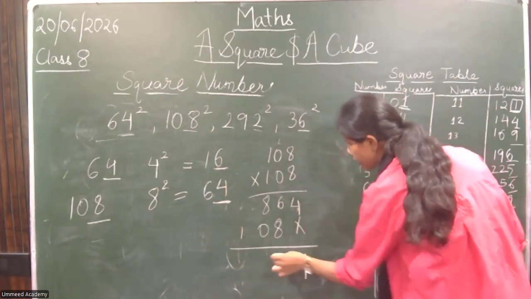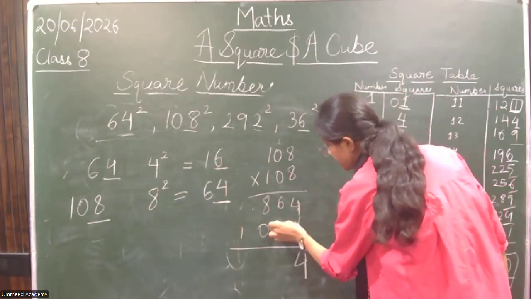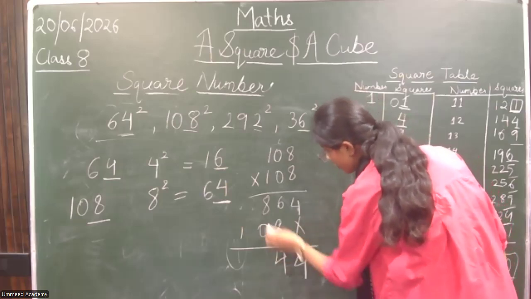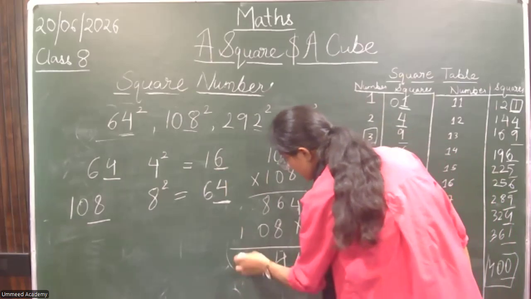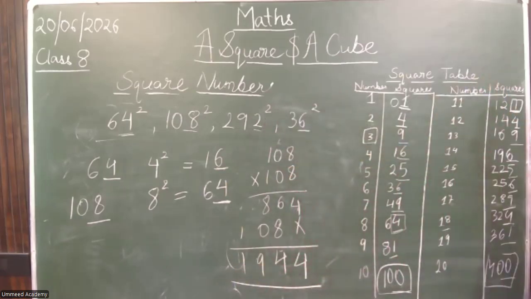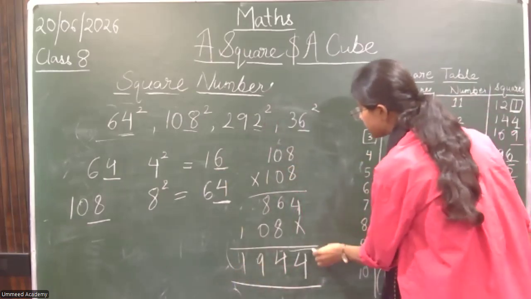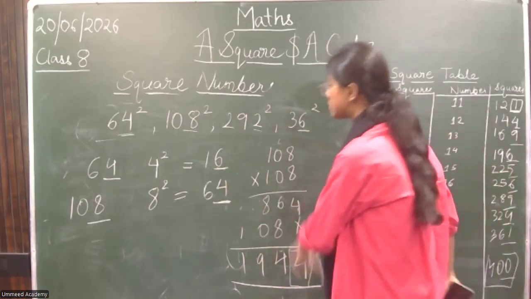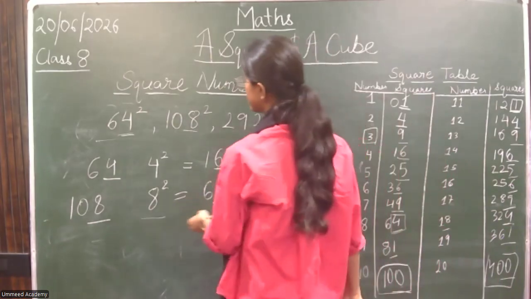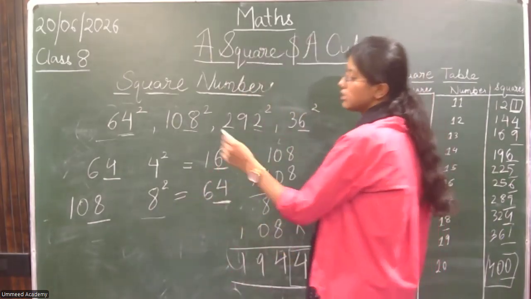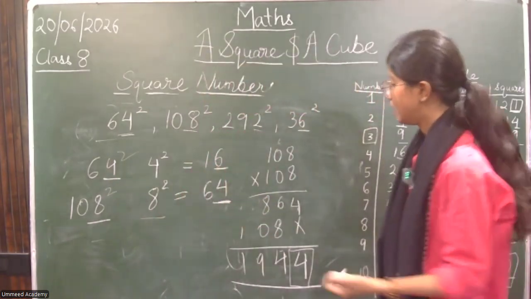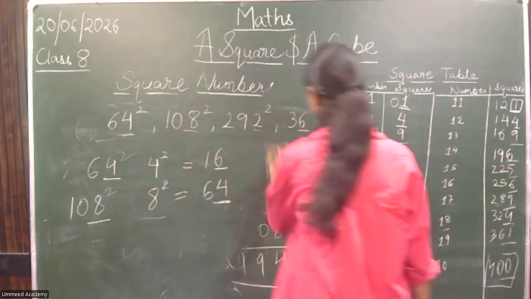See Pulkit, 8 plus 6 is 8 plus 14. 1944. Do we have 4 as its last digit? Yes, ma'am. So instead of solving this much, it is better that we get it in one step, that yes, the square of 108 will have 4 in the last digit. Clear? Yes, ma'am.